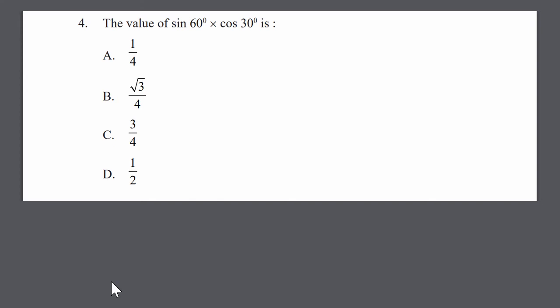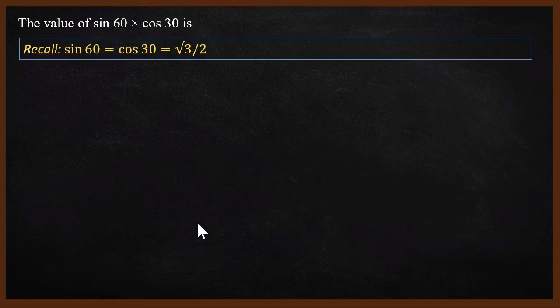This is a simple trigonometry question. The only challenge is you have to remember one of the two, either sine 60 or cos 30. If you don't, then this is very difficult to solve. The key thing to remember is that sine 60 and cos 30 are both root 3 by 2.